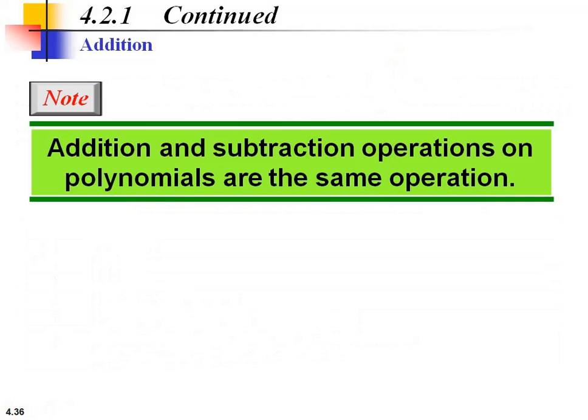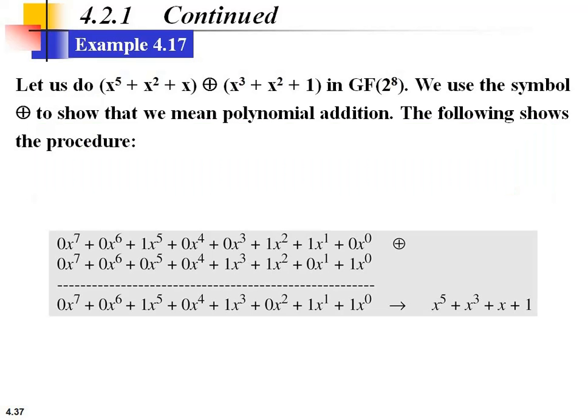So we'll see now how the addition and subtraction operation, along with multiplication and division operation, work. Addition and subtraction operations are the same as we do them on normal polynomials. For example, suppose we need to add two polynomials, x to the power 5 plus x square plus x and x cube plus x square plus 1 in GF2 to the power 8. So we need to add these two polynomials, and this symbol is used to show that it is a polynomial addition.